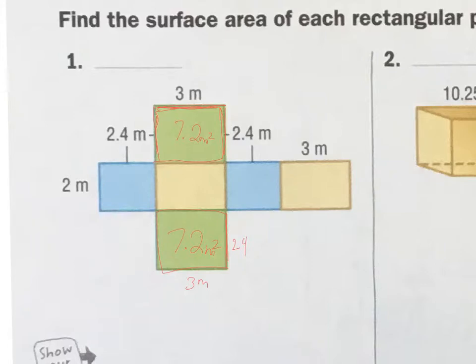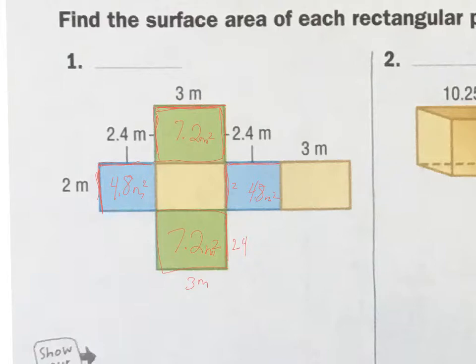Now, let's find this one right here. We have 2.4 by 2. So we do 2.4 times 2. We get 4.8 meters. Now this one, this blue, is going to be the exact same, because if this is 2 right over here, this has got to be 2. So this is 4.8 meters squared.